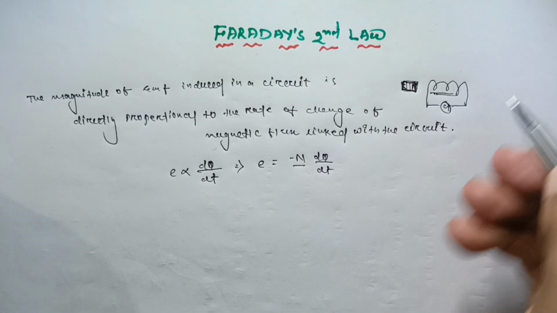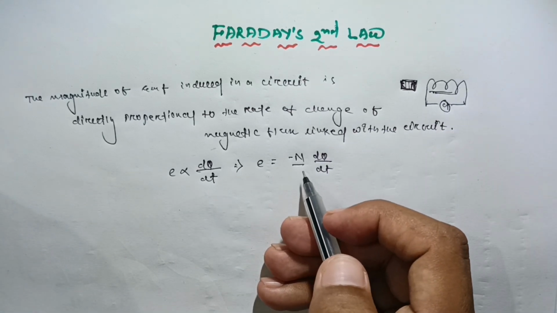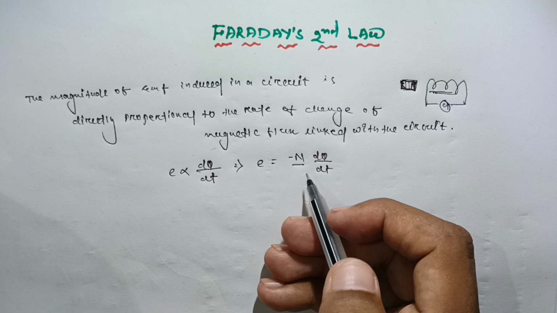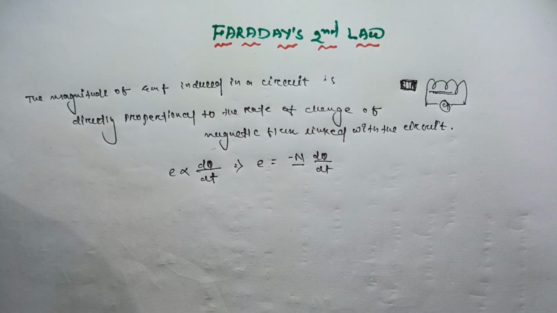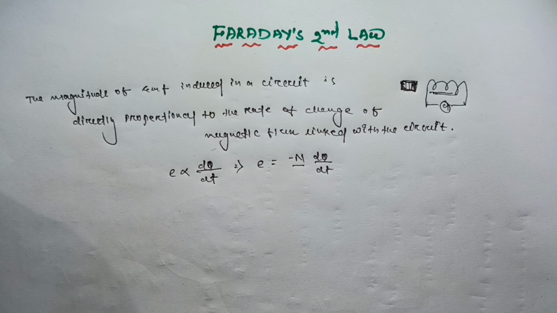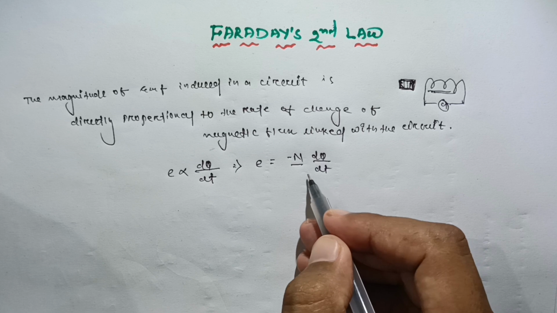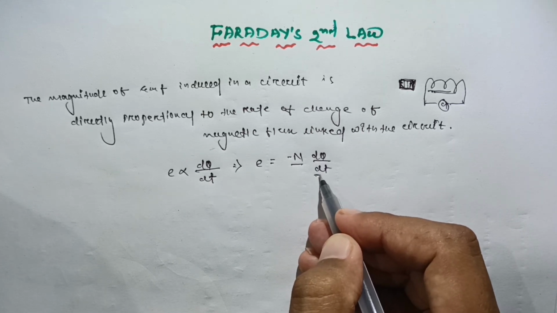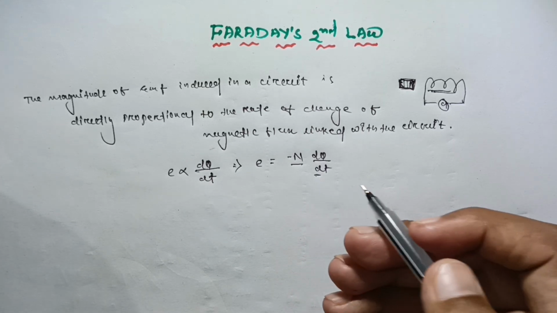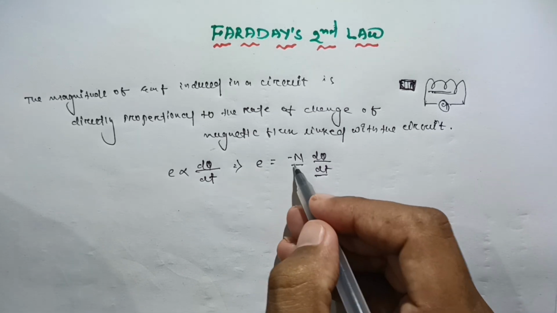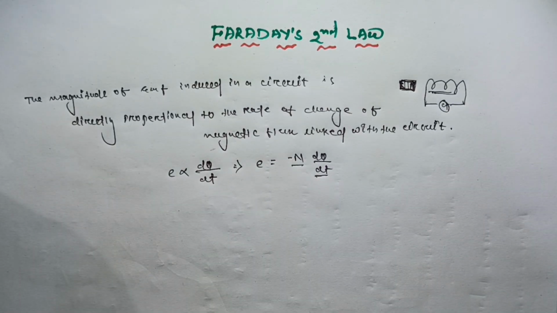And we take the minus sign because the direction of the induced EMF is such that it opposes the change in magnetic flux. That's why we take the minus sign. I hope you will understand. So this is very simple.